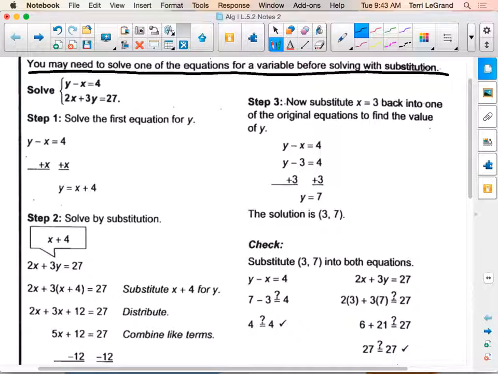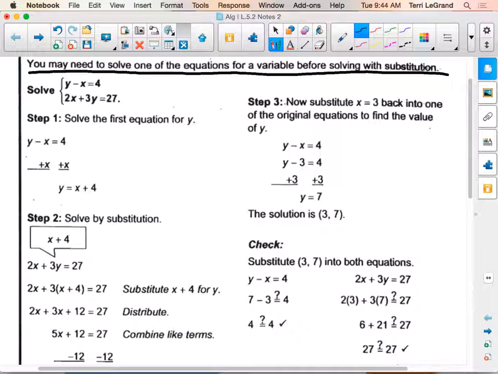Here's what I find happens with students. They don't really take the time to critically think through what would be the best one to work with, and which variable should I solve that one for. They just dive in, pick one, and say, okay, I'm going to solve this one for x, and then they end up with some fractions involved in it, and it makes it kind of miserable when you have to go and substitute with those fractions, and you just make life much harder for yourself than you need to.